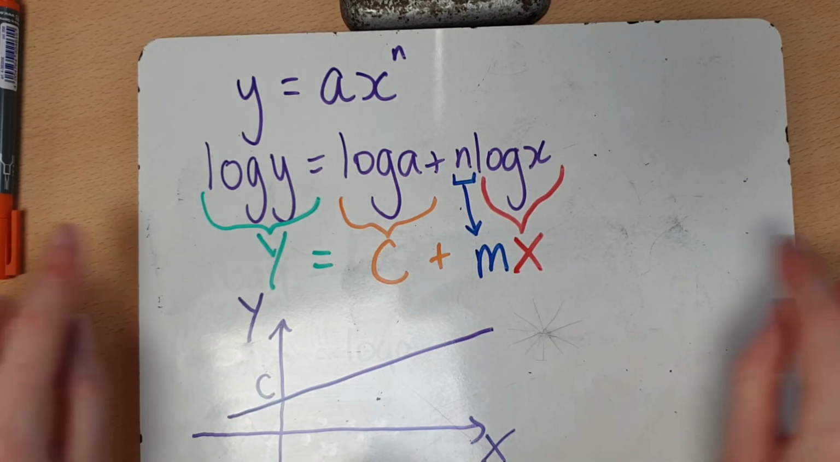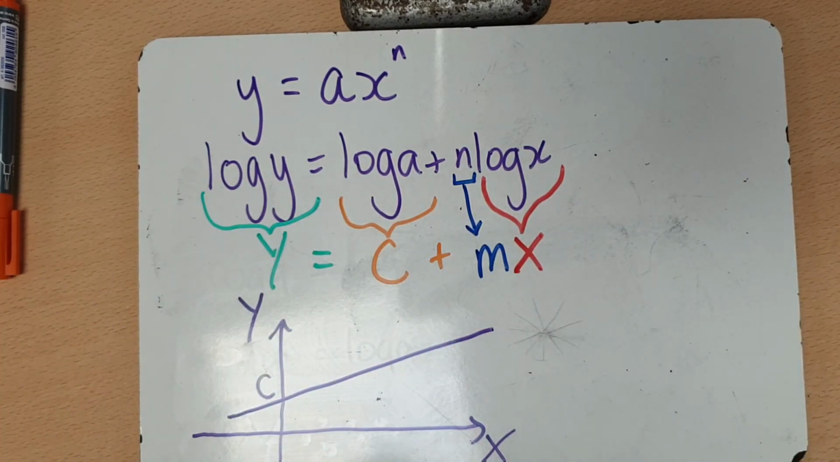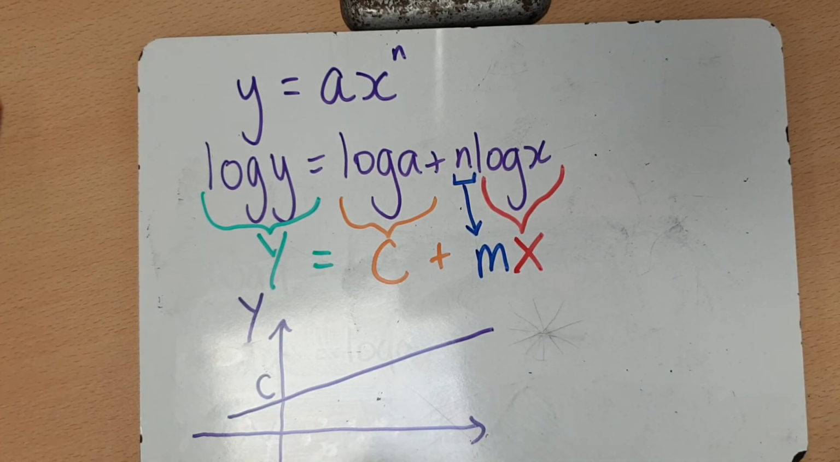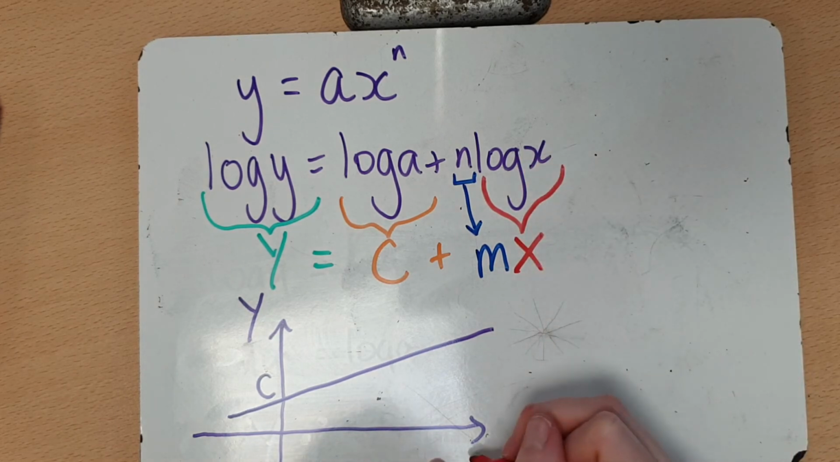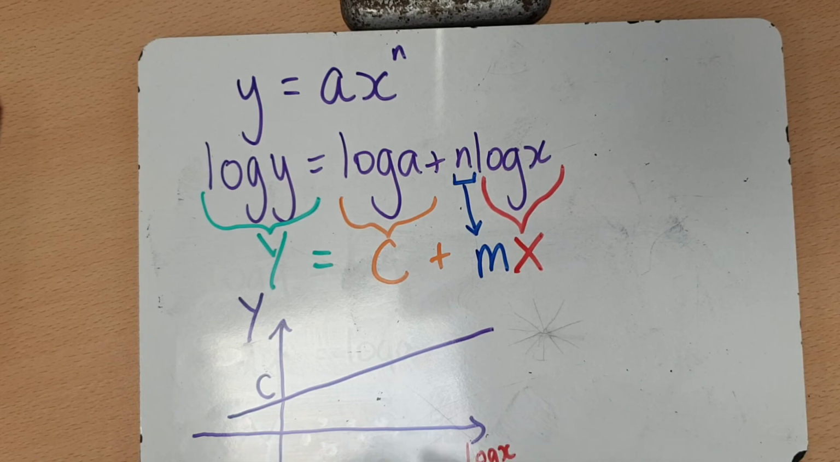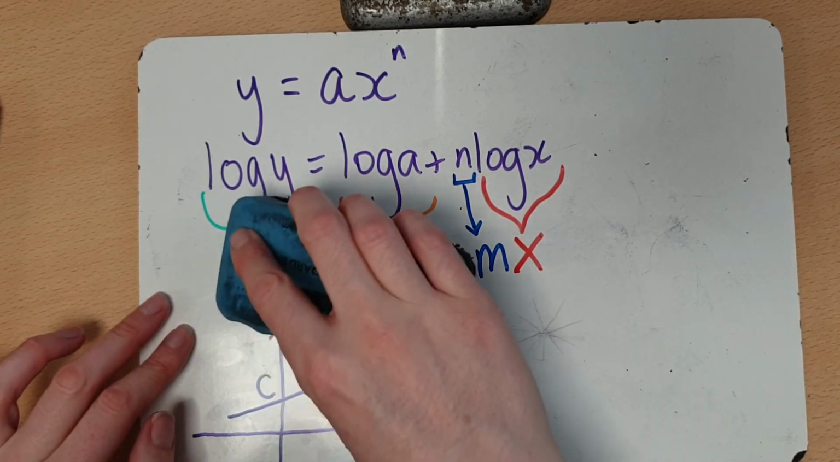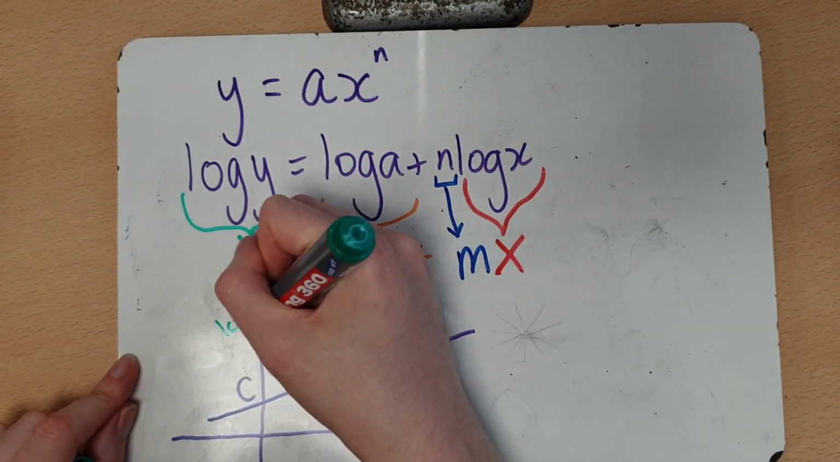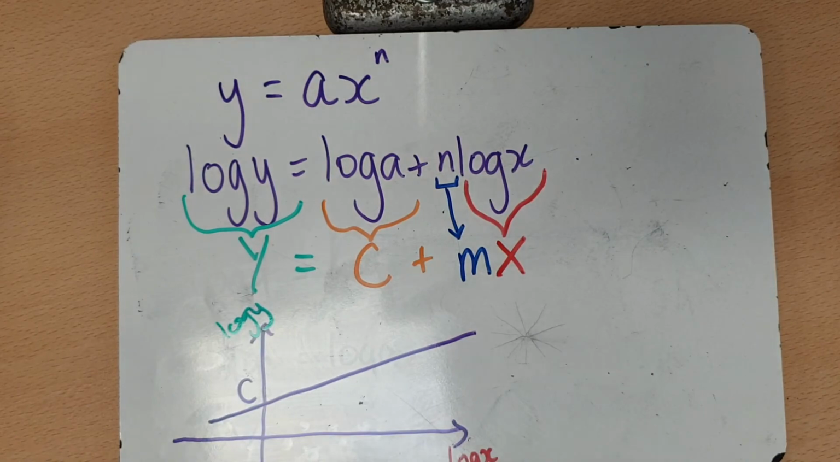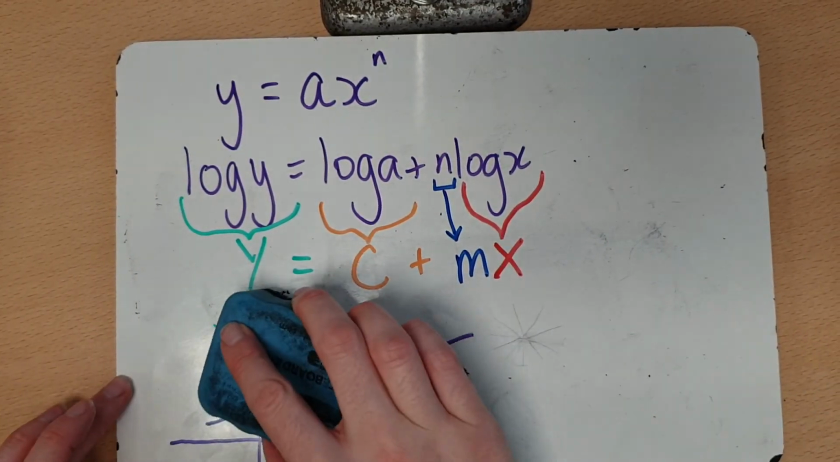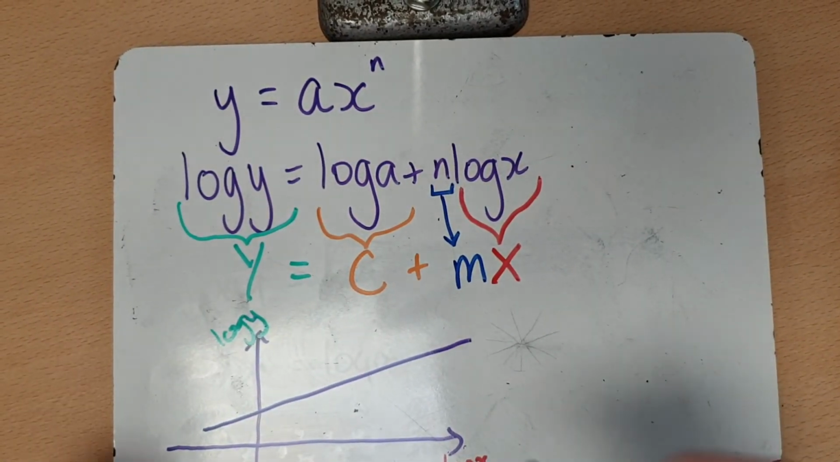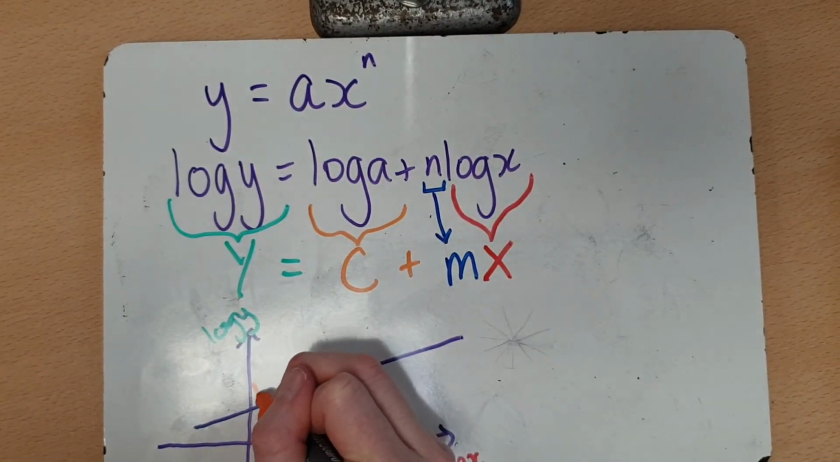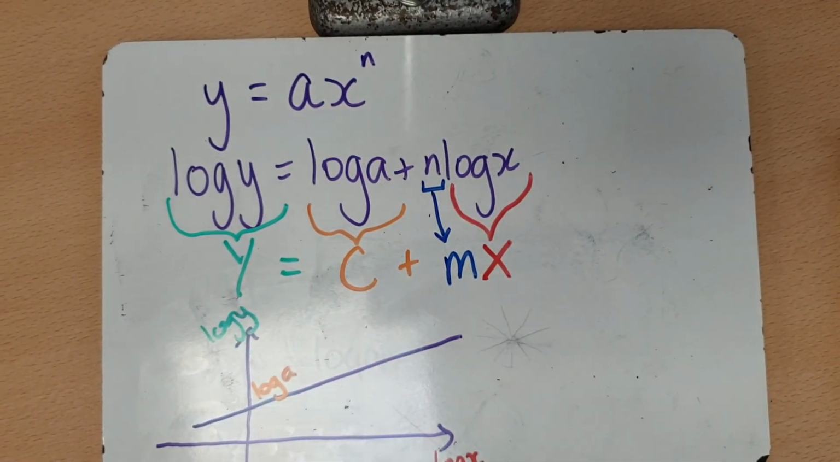If I relabel them with what was in the original equation, we can see what that means in terms of our original variables and constants. So this capital X is really log x. So this axis is the log x axis. This capital Y is really log y. So this is the log y axis. And then this y-intercept, which was c, is really log a. So log a is the y-intercept.